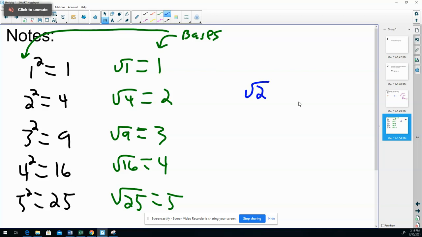And what if you had the square root of 21? A non-perfect square. What does that equal? Well, it turns out that that is just going to be some nasty decimal that we'll look at later.